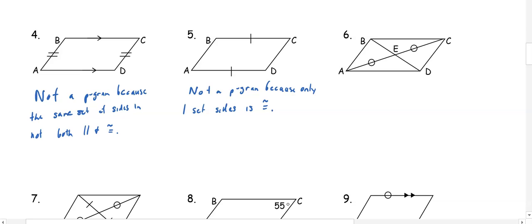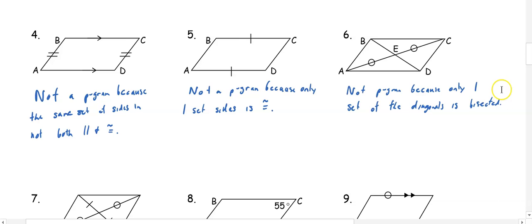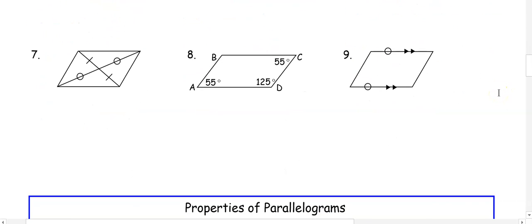In number 6, we have one diagonal that's bisected. We don't know about the other, so we can't say this is a parallelogram. This is not a parallelogram because only one set of the diagonals is bisected. In number 7 now, we have both diagonals are bisected, so this would be a parallelogram because the diagonals bisect each other.